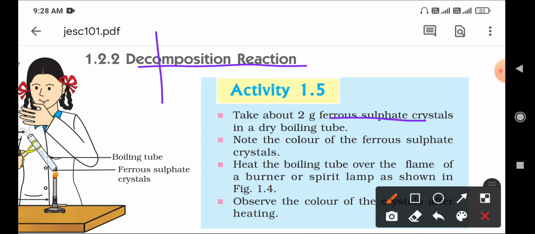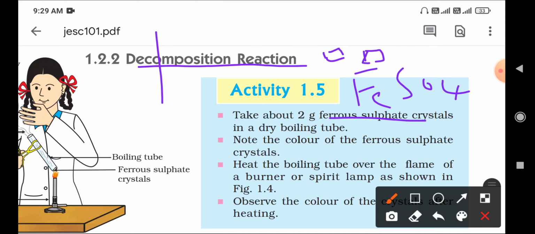We have to take ferrous sulfate crystals, FeSO4. Ferrous sulfate crystals are like sugar, a small size called crystal size.